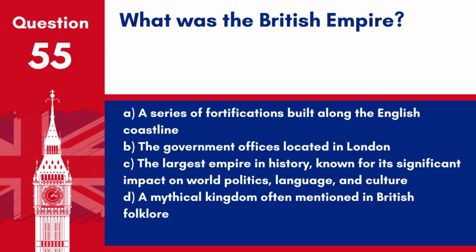Question 55. What was the British Empire? A. A series of fortifications built along the English coastline. B. The government offices located in London. C. The largest empire in history, known for its significant impact on world politics, language and culture. D. A mythical kingdom often mentioned in British folklore.